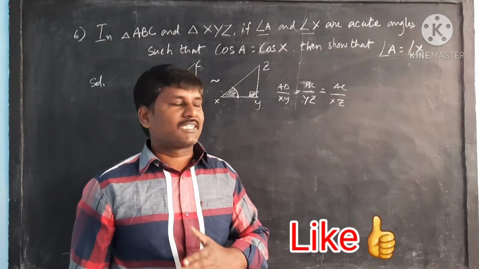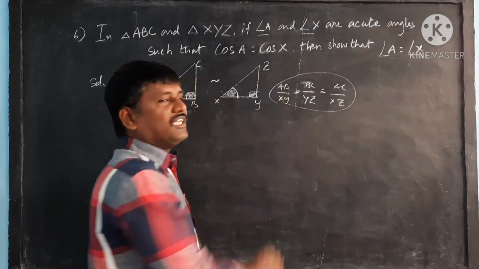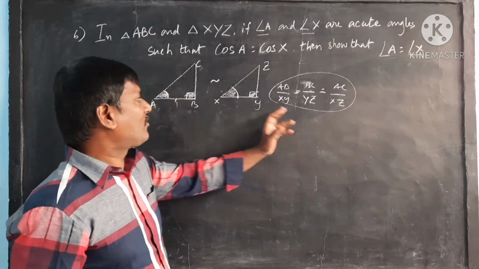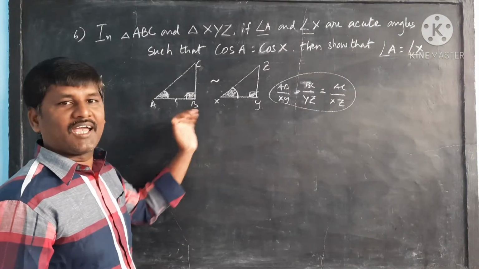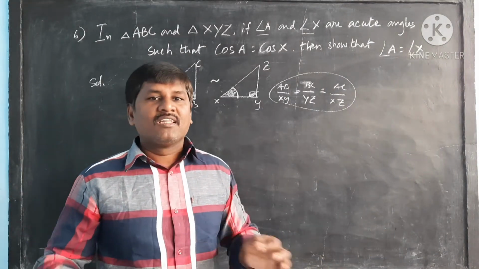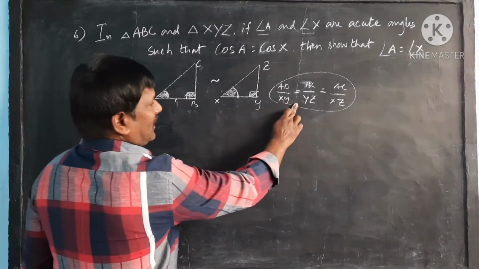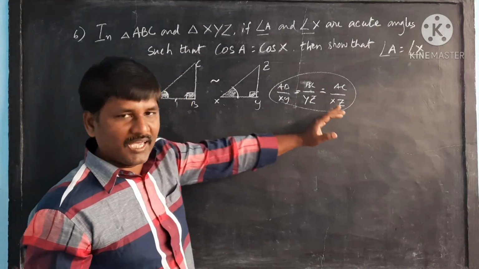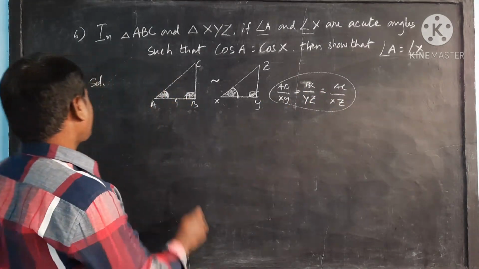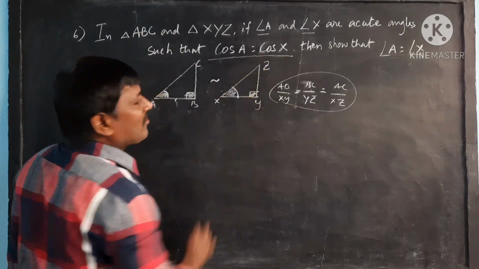So our first task is that we need to prove that corresponding sides are proportional. If the corresponding sides are proportional, then the two triangles are similar, and if the two triangles are similar, then the corresponding angles are equal, that is angle A is equal to angle X. Okay, then you can start the solution now. So our first target is to prove AB by XY is equal to BC by YZ is equal to AC by XZ. Okay, now let us get the given part which is cos A is equal to cos X.